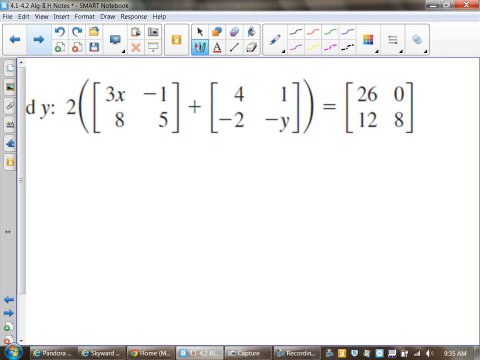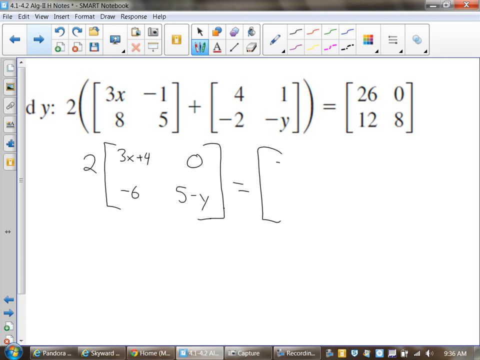All right. So what happens here is you're setting up an equation. Now, here's what it's going to look like. Do we agree that you've got to take care of the order of operations within the parentheses first? So you have 2 outside, 3x plus 4, negative 1 plus 1, 8 plus negative 2, 5 minus y, equals.